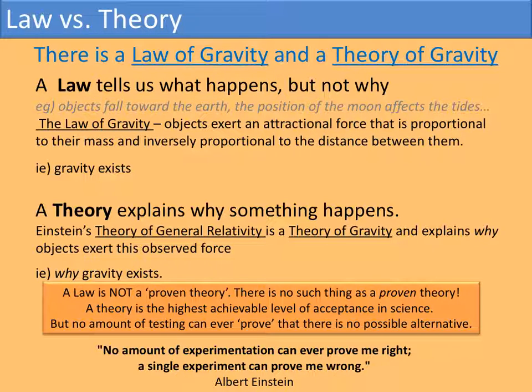First of all, there's no such thing as a proven theory. All we know is a law is kind of like an observation. But no amount of testing can ever prove that there is no possible alternative. In other words, for a theory, the evidence is provisional, and unless some other evidence comes along that refutes it, that's what our current knowledge is as far as an explanation.